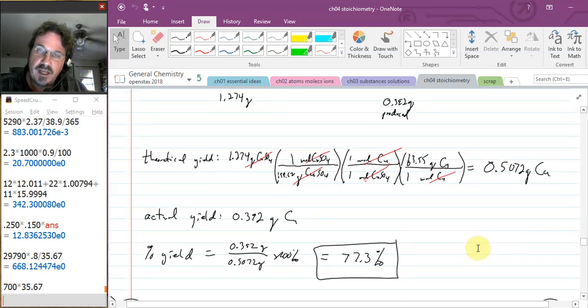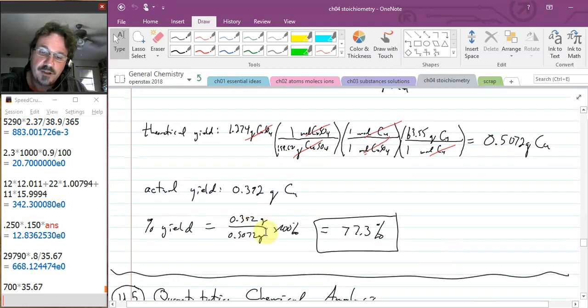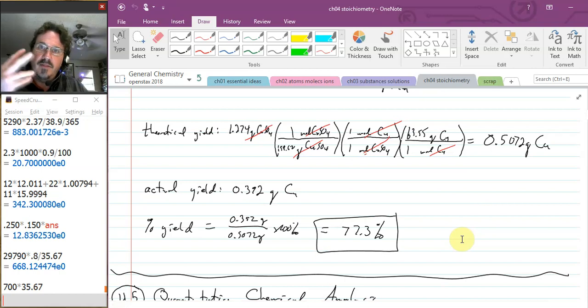All right. So, to get my percent, I divide them. Actual divided by theoretical times 100, 77.3%. So that's pretty good actually. I got 77.3% of what I theoretically could have gotten. Those are the yields. Know those three and they're pretty straightforward.